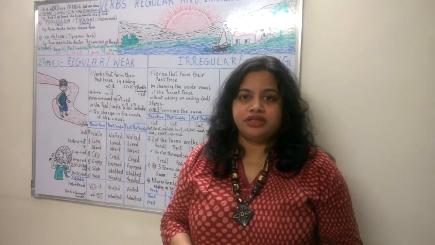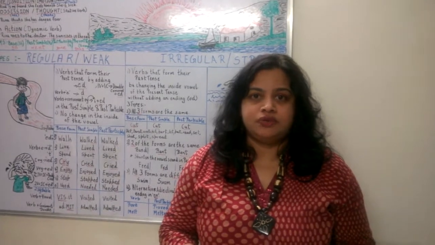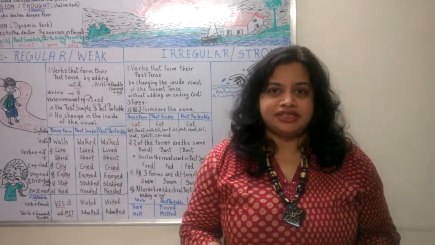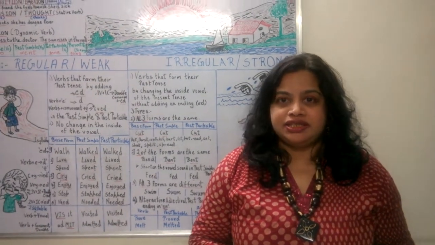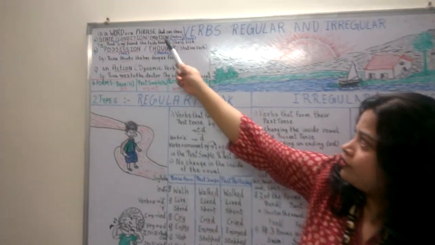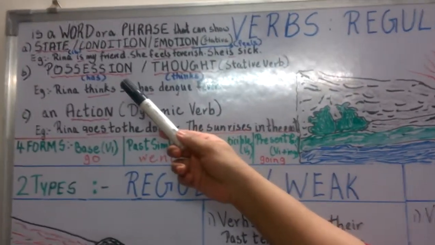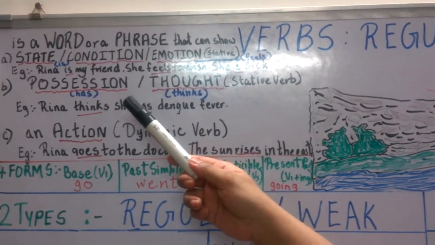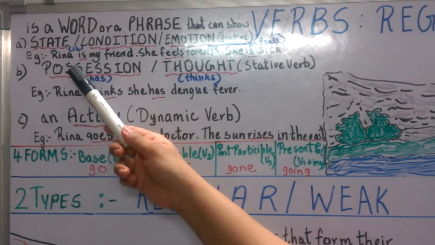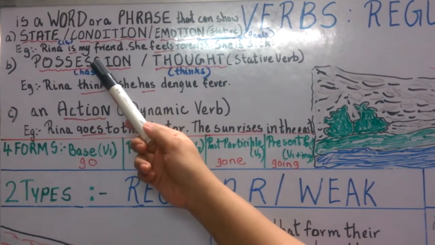Why is it so important? It is so important because no sentence is used without a verb. That means in every sentence there is a verb. Now let us see the definition of a verb. A verb is a word or a phrase that can show a state. That means a person or thing that is showing that he is. For example, I can say Reena is my friend. So is becomes state. It is a verb.